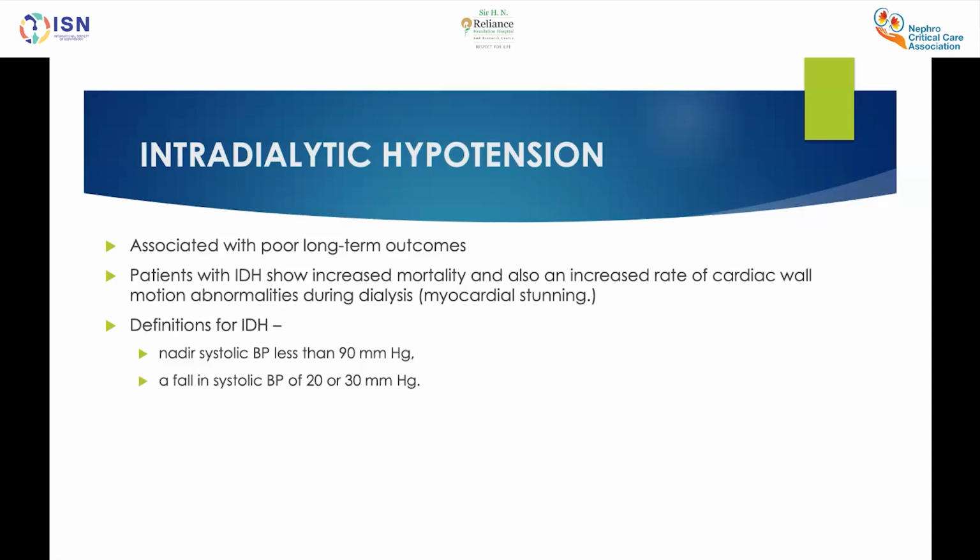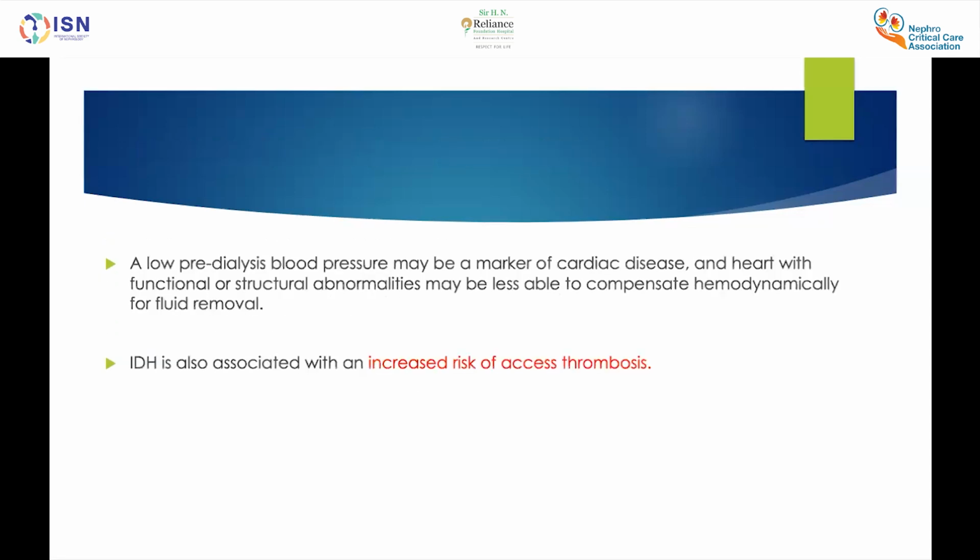So, what's the definition for IDH? That the systolic BP is less than 90, and or if there is a fall in systolic BP of around 20 to 30 millimeters of mercury. A low pre-dialysis blood pressure may be a marker of cardiac disease and heart with functional or structural abnormalities. This may be less able to compensate hemodynamically for fluid removal. It is also associated with an increased risk of access thrombosis.